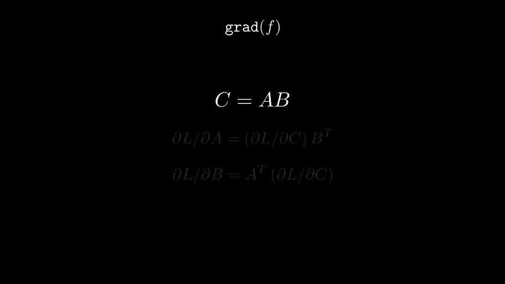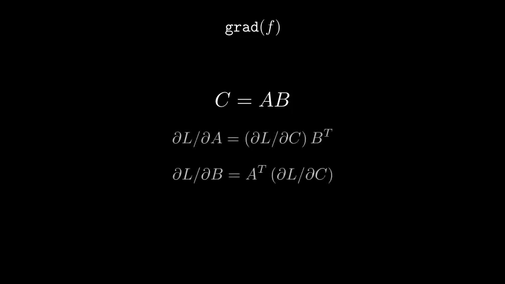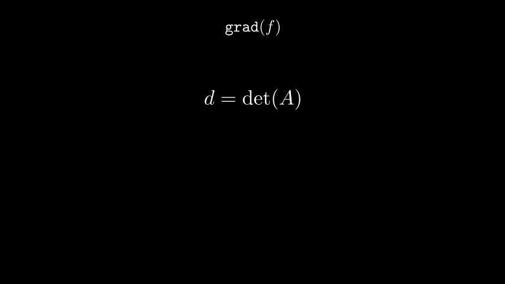The gradient with respect to A is the gradient of C times B transpose, and the gradient with respect to B is A transpose times the gradient of C itself. Second, the determinant. D equals the determinant of A itself. This is a classic matrix calculus result. The gradient is the determinant of A times the transpose of the inverse of A itself. One scalar out, a whole matrix of derivatives back.